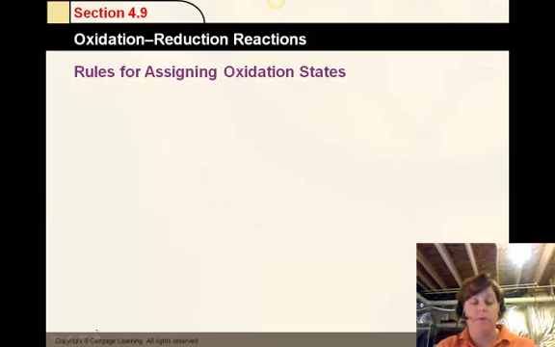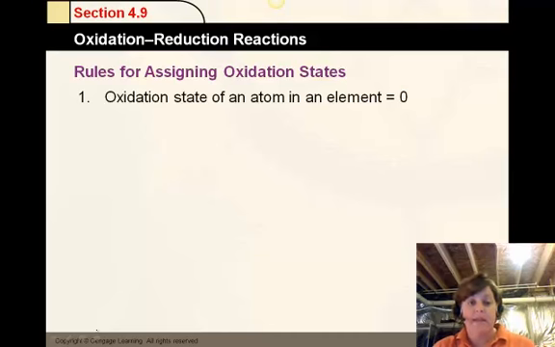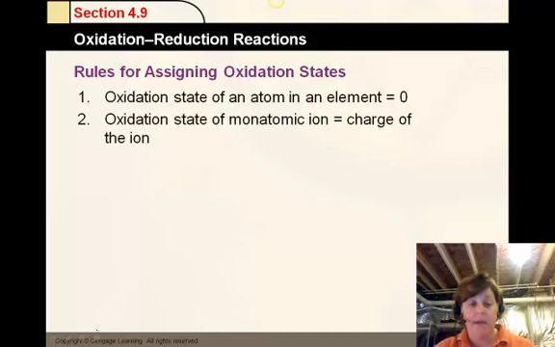As you know, group 1A of the periodic table has a +1 charge, for example, and some transition elements have more than one oxidation state, and thus we would need a Roman numeral to name it. So how do we assign oxidation states? Well, the oxidation state of an atom in elemental form is 0. So if I had zinc, solid, it would have no charge at all. The oxidation state of monatomic ions equals the charge of the ion.